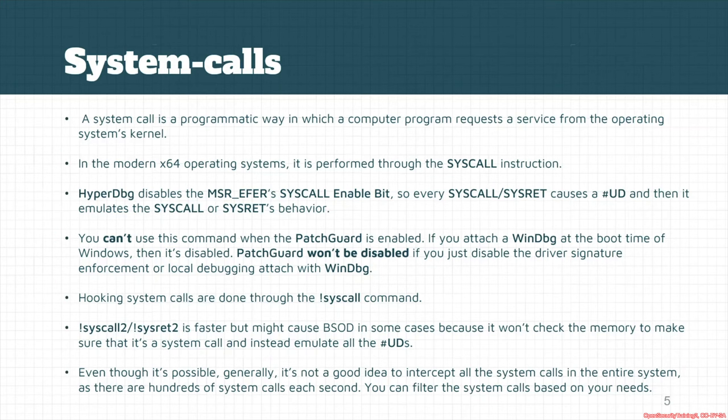The last note here is that even though it's possible, generally it's not a good idea to intercept all the system calls in the entire system, because there are hundreds and even thousands of system calls running each second on Windows and probably other operating systems. It's not really useful in most cases to intercept all of the syscalls, and it's generally not possible to create logs, because in just 1 second you can generate thousands of logs. So it's generally better to filter the system calls based on your need by using the script engine and conditional statements. We have some examples about it later.